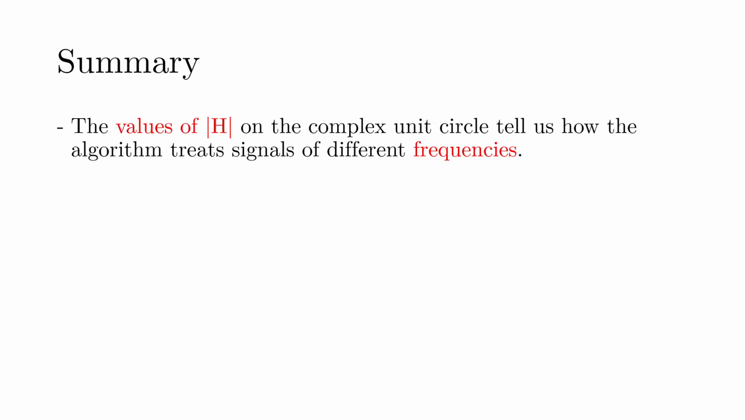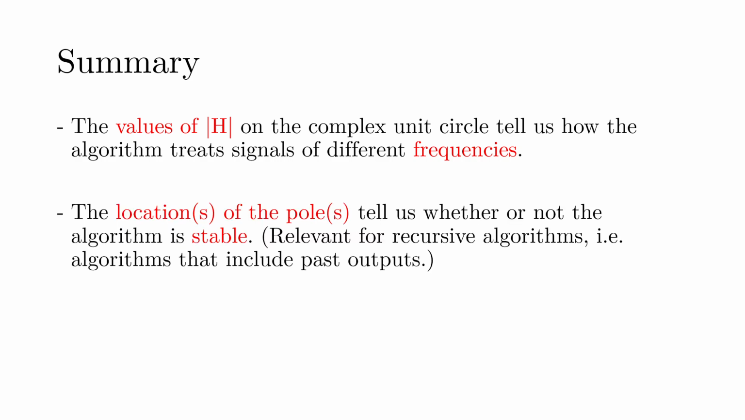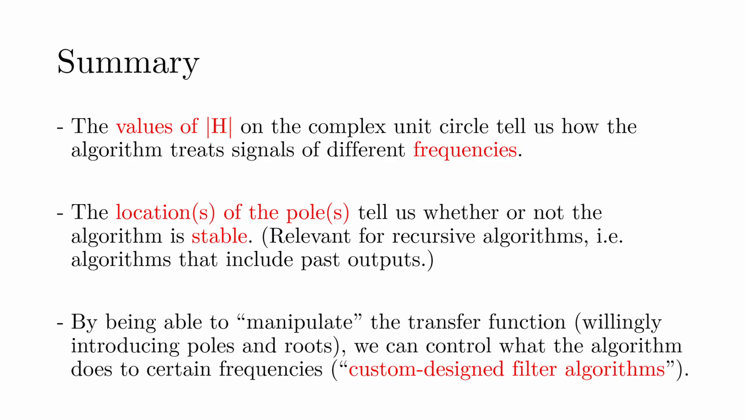To summarize this first applications chapter, the values of the magnitude of H on the complex unit circle tell us how the algorithm treats signals of different frequencies, and the location of the poles tells us whether or not the whole thing is stable or not. One thing I've not talked about yet, which will be a part of my last chapter, is how to manipulate the transfer function to make custom designed algorithms.